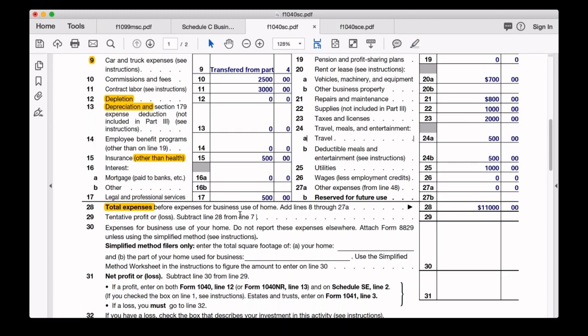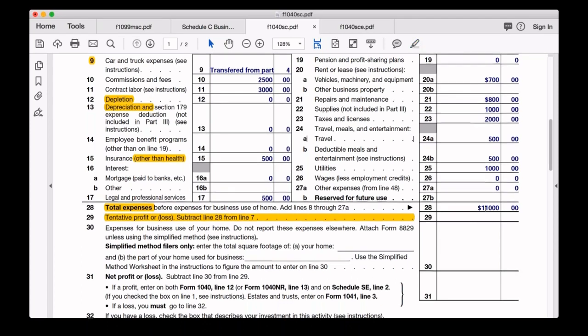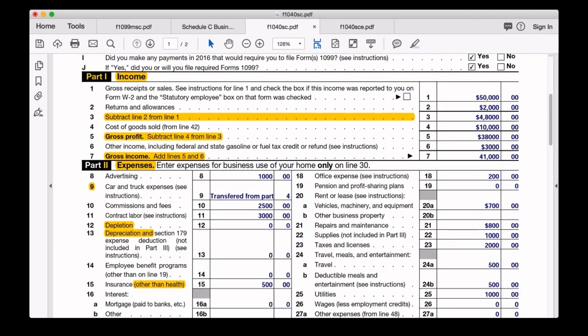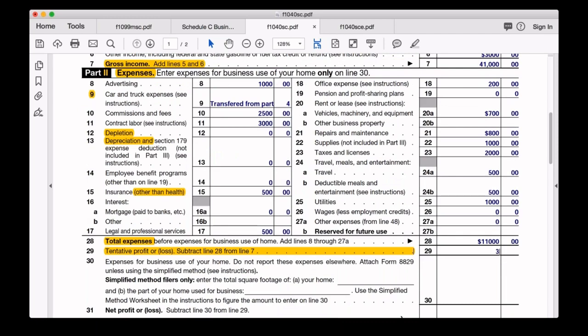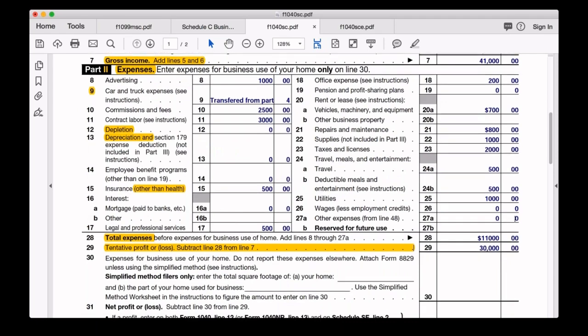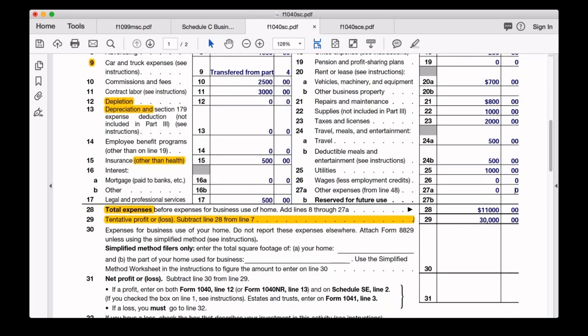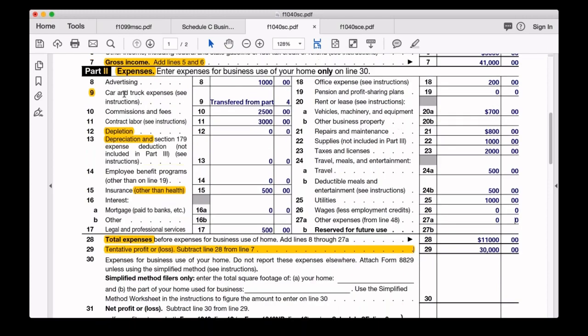And then line 29 is going to do the math. It's going to say this minus this. So 41,000 minus 11,000. That leaves us a net profit of $30,000, right? So you have $30,000 as a profit. There you go. This is so far, because you still have to calculate your truck expenses.